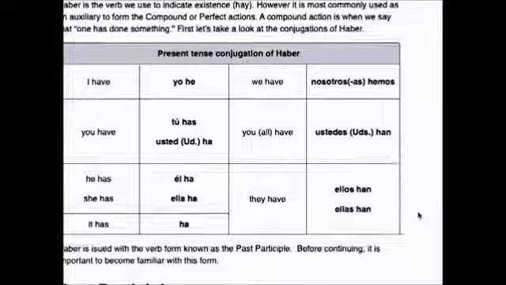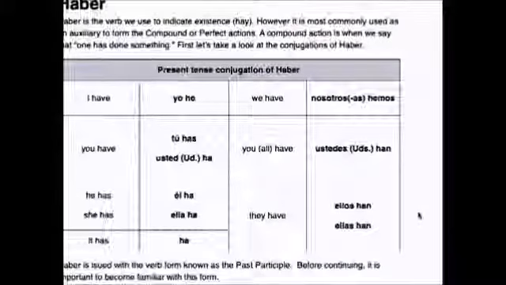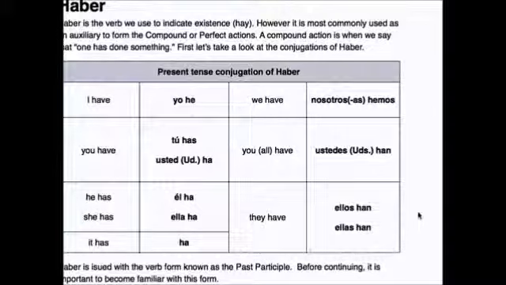First, we're going to talk about past participles. A past participle is the impersonal form of a verb. So, as a review, you should know that there are three impersonal forms of verbs. You have the infinitive, you have the present participle, and then you have the past participle.